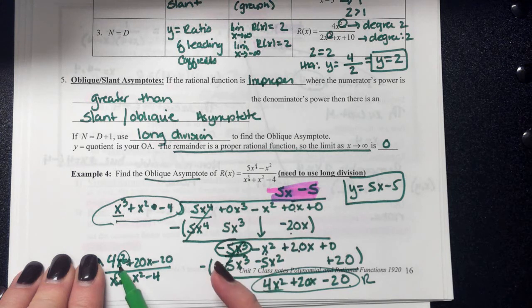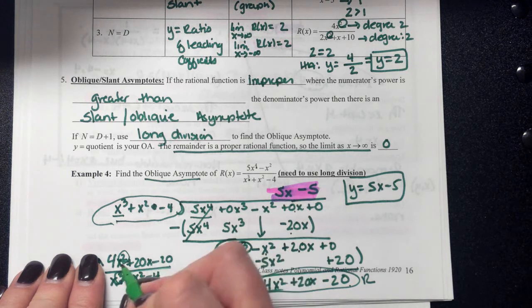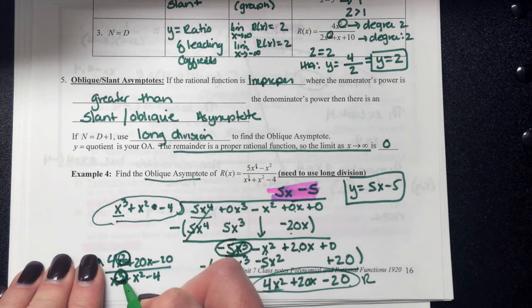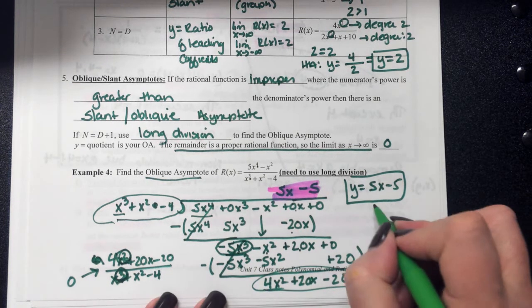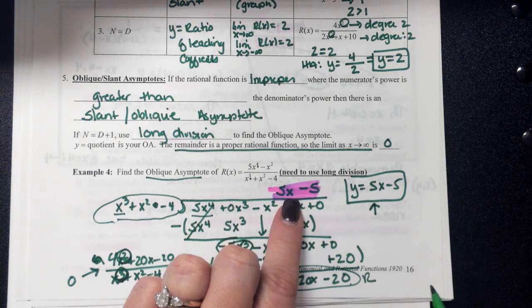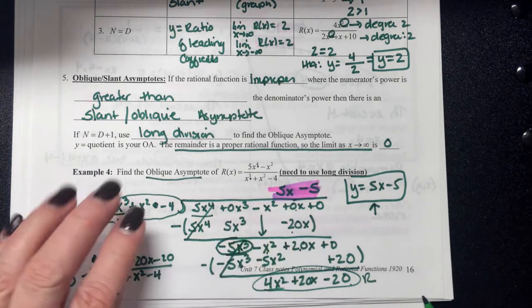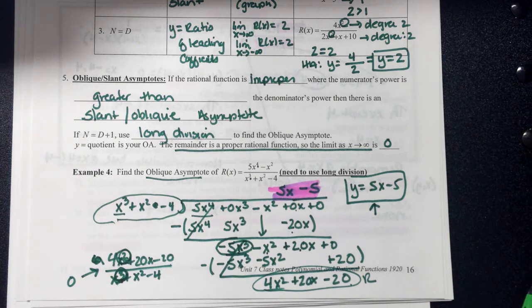If you think about how you find horizontal asymptotes, the degree of the numerator is less than the degree of the denominator, so the horizontal asymptote goes to 0. So you just consider the quotient 5x minus 5. So your slant asymptote is y equals 5x minus 5.